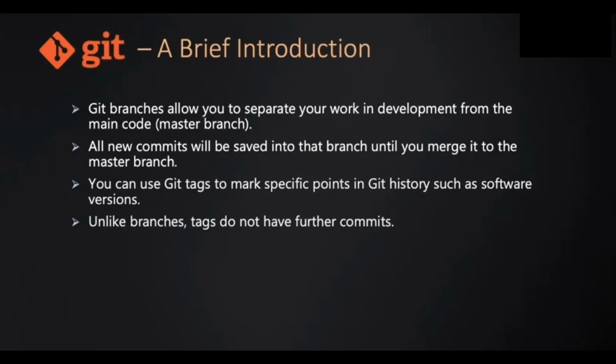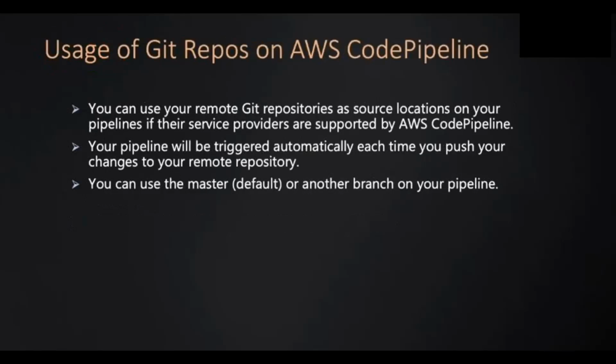We can use Git tags to mark specific points in the Git history, such as a software version. In other words, every time you make a change, you can tag it. The tags act like special names, giving you a high-level idea of what changes went into the files or the repositories and things like that. Unlike branches, tags do not have further commits. So generally when you commit, you add a tag, is what it really means.